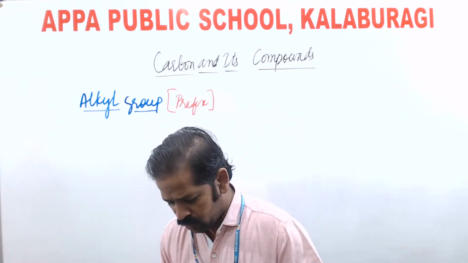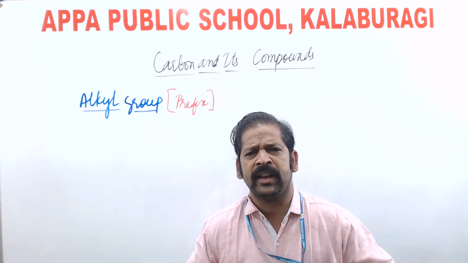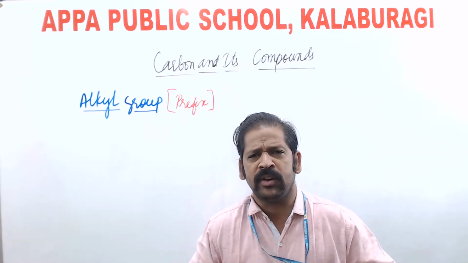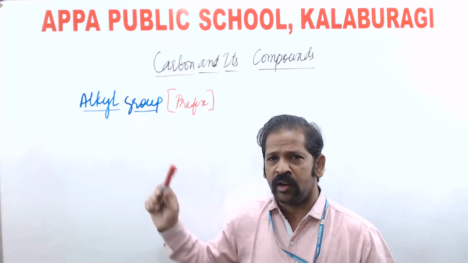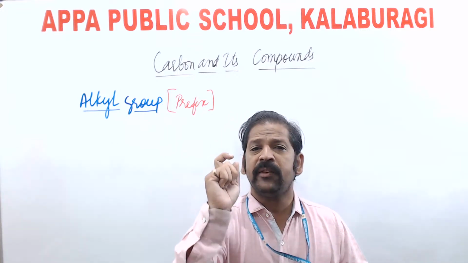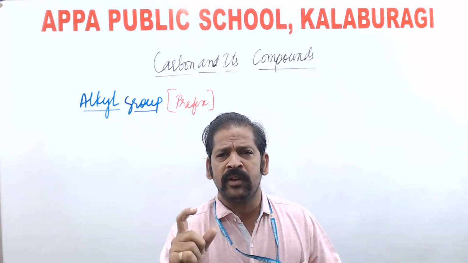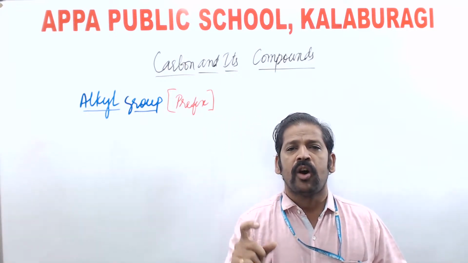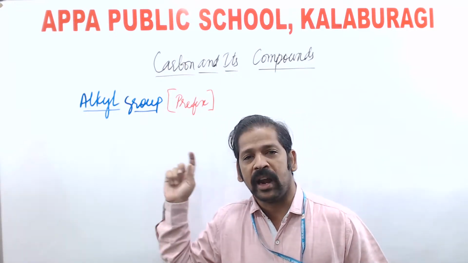Which chemicals will come in the alkyl group? The group of alkane only. The group of alkane will be available as alkyl. A bit of difference is there. What is the difference? A difference of hydrogen. One hydrogen will be reduced from the alkane, and it will become an alkyl group.